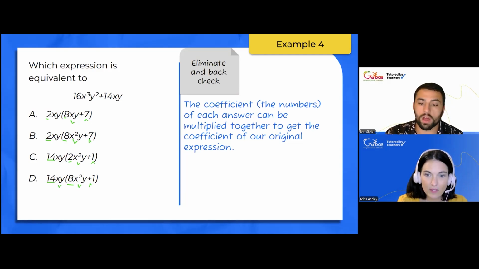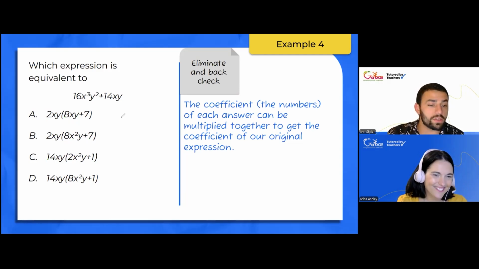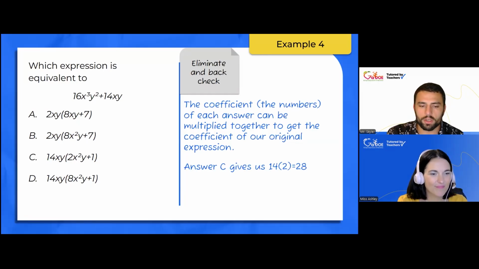I just started marking a lot of them. So make sure you know what the pieces are. Now, the coefficients of each answer can be multiplied together to get the coefficient of our original expression. So I have answer C gives us 14 times 2 equals 28.